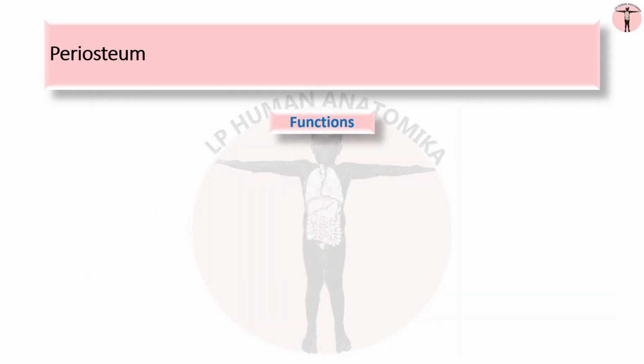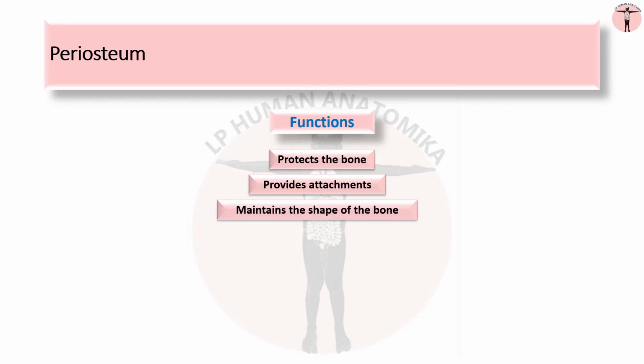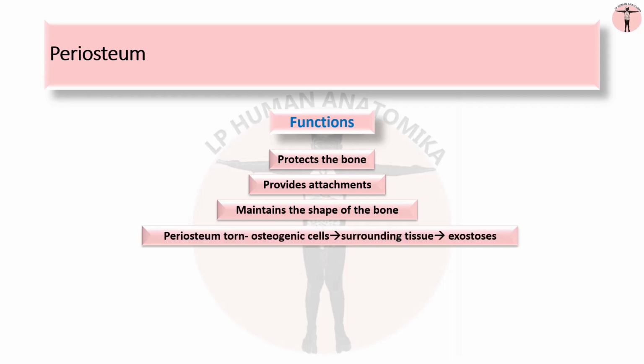Let us see what the functions of periosteum are. It protects the bone and provides the attachment of muscles, ligaments and tendons. The fibers of tendon might continue obliquely at an angle into the outer layer of bone as perforating fibers of Sharpey. It maintains the shape of bone and acts as a limiting membrane. If periosteum is torn, osteogenic cells may extend into surrounding tissue, forming bony projections called exostosis. This is common in old age.